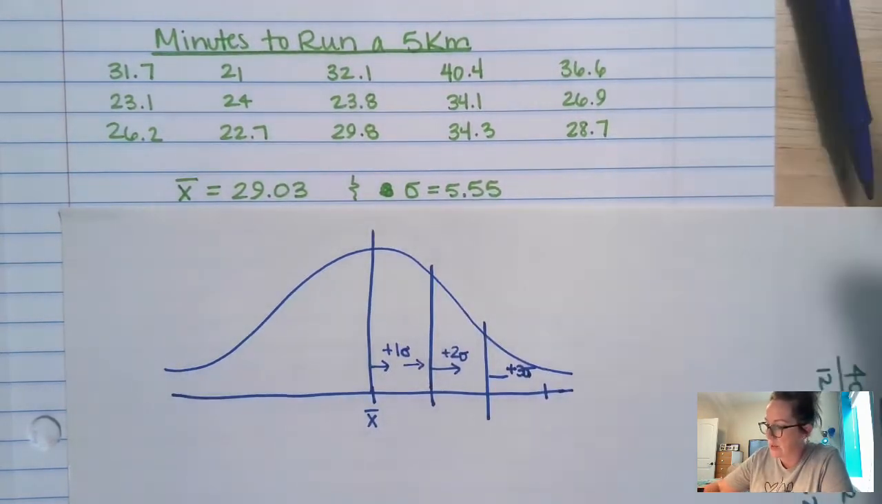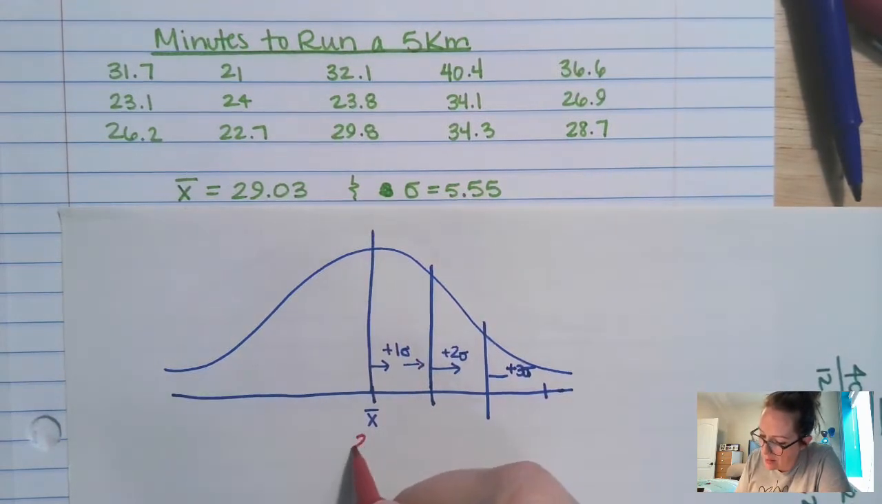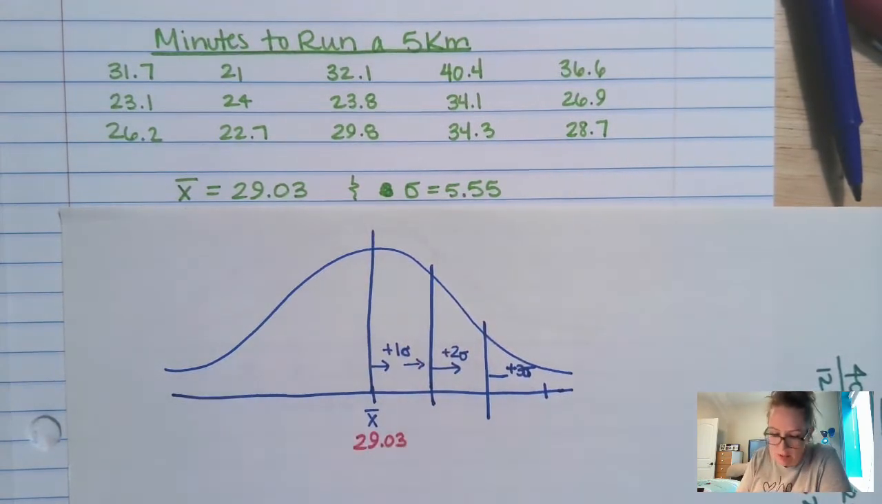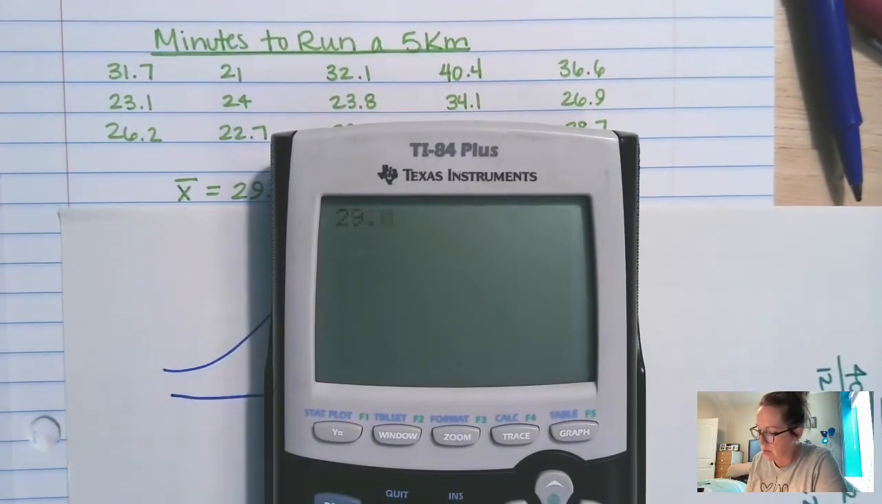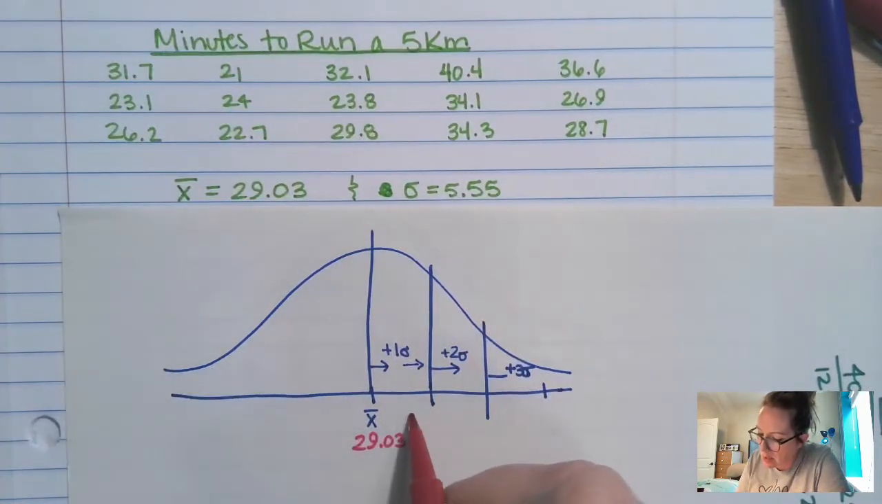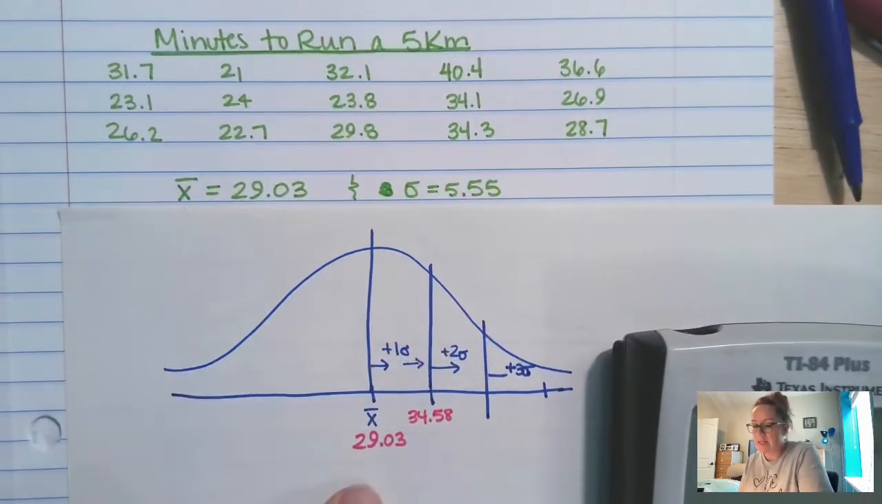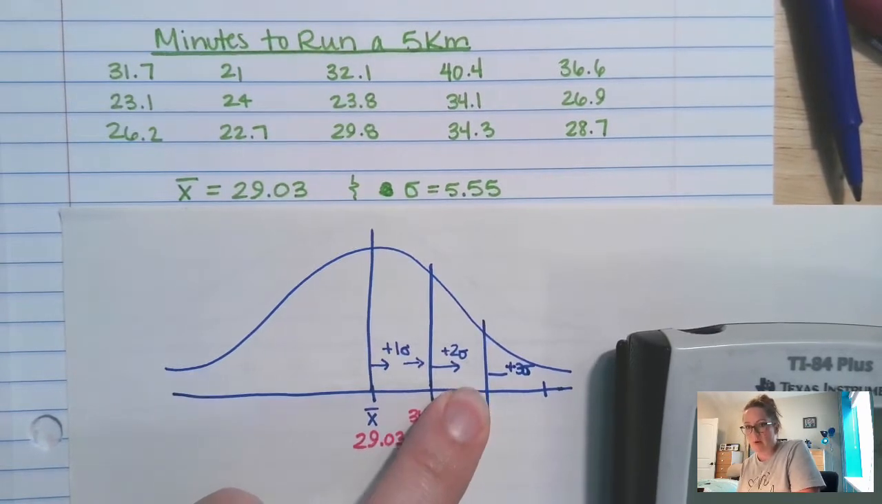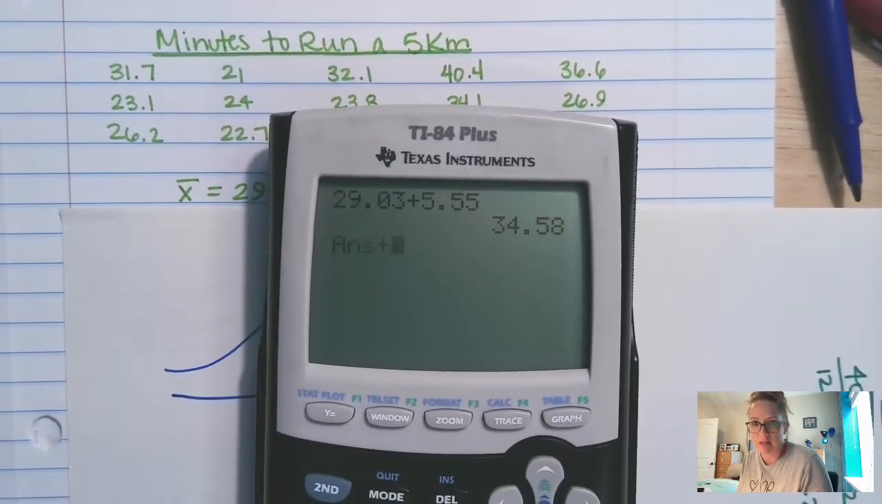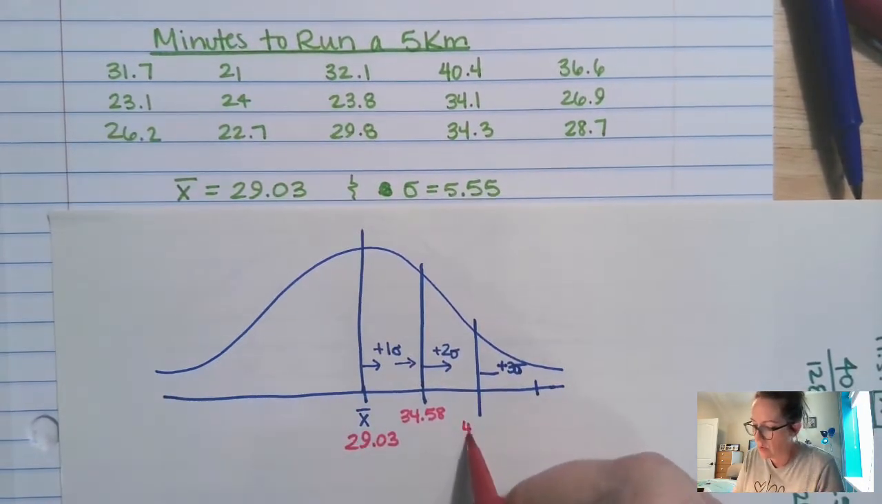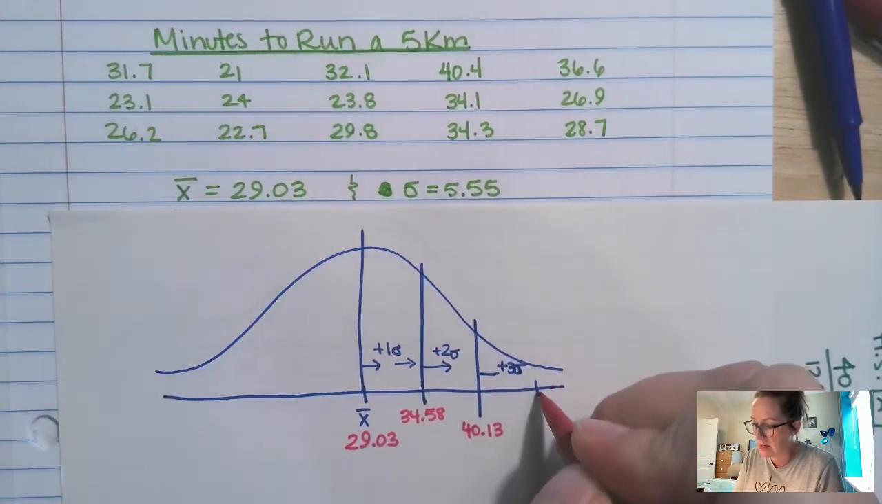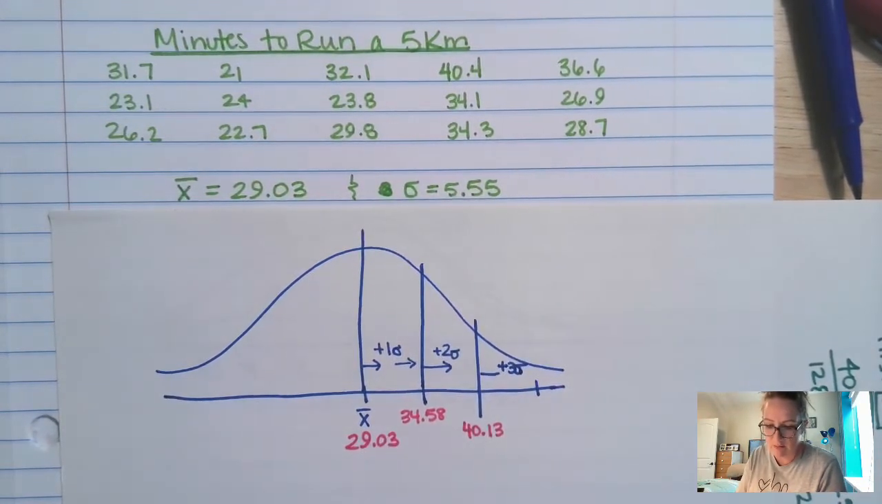Or the way I like to do it, here's your mean, 29.03. So 29.03 plus 5.55. So that's my 1 standard deviation, 34.58. And then I need to add, I could take my mean and add 2 standard deviations, 2 times 5.55. Or why don't I just say this? Plus 5.55. Done. Okay, so I get 40.13. And then my last one, another 5.55.